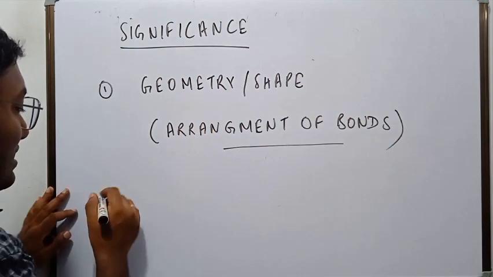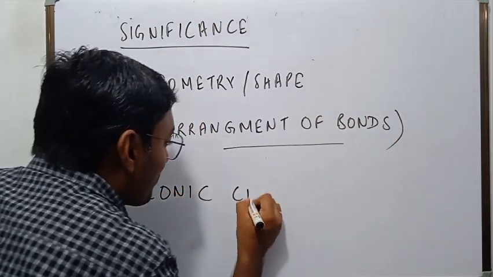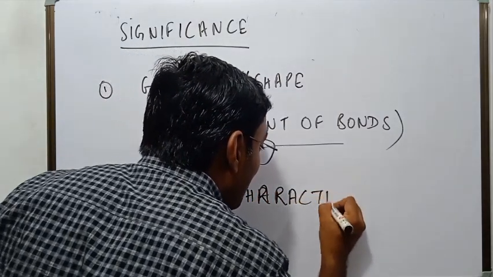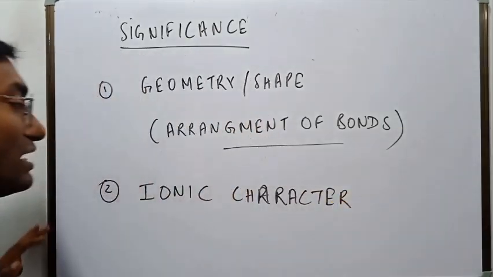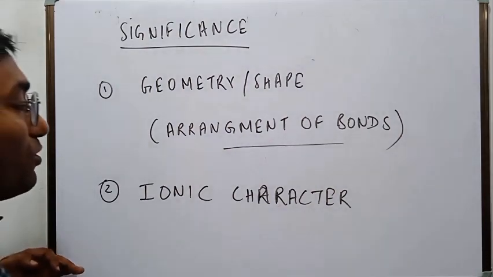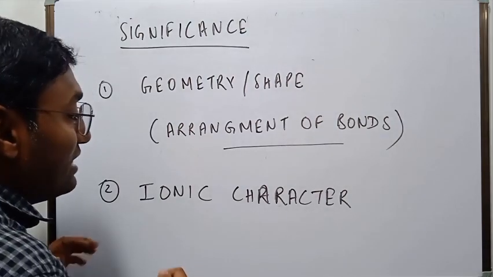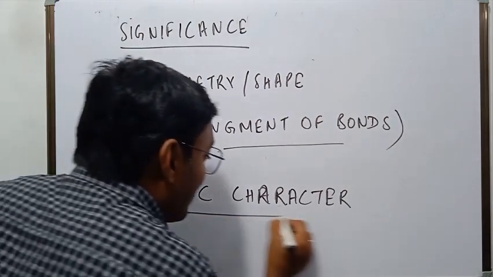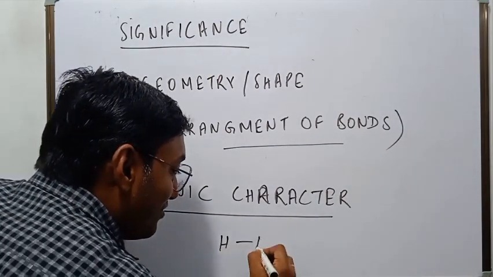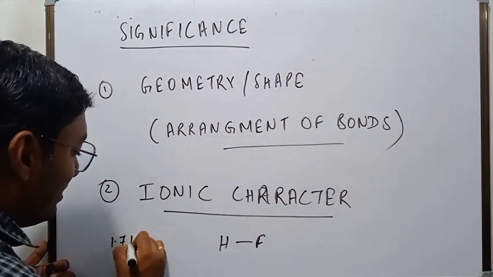The second thing is we can determine ionic character in a molecule. Yes, I of course agree that we are talking about covalent bonds. This is but a polar covalent bond. But in a polar covalent bond, if the polarity is very high, if the dipole moment is very high, then it can exhibit ionic character. Am I right? For example, HF. The polarity is so high. 1.75 D is the dipole moment.